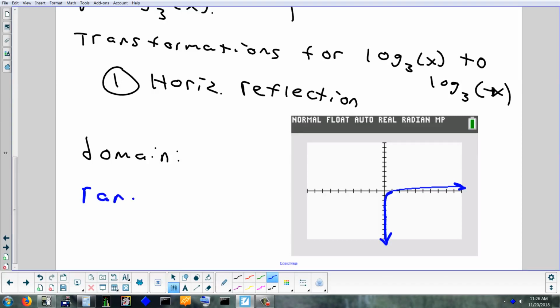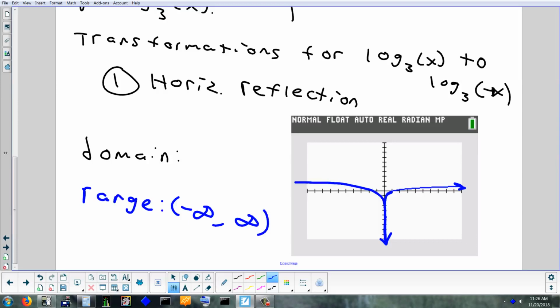Would that change the range? That's the up and the down. If you mirror image it, flip it, would it still go up forever? And would it still go down forever? Emily? Yep, it still is going to go up and down forever. It's going to look more like this. Kind of. All right, so range, negative infinity to infinity.